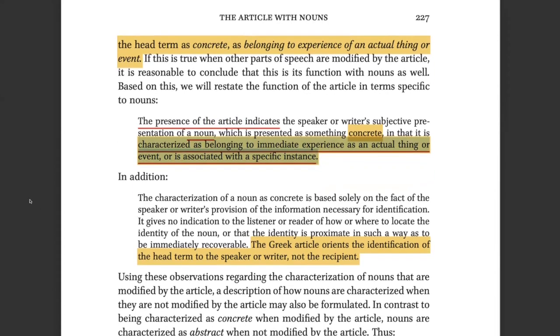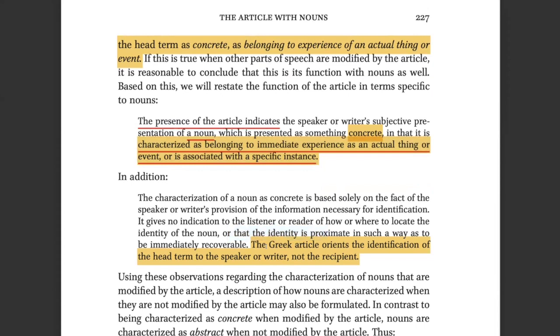In addition, the characterization of a noun as concrete is based solely on the fact of the speaker or writer's provision of the information necessary for identification. It gives no indication to the listener or reader of how or where to locate the identity of the noun. So that's the difference between the English and the Greek. Interesting. And that the identity is proximate in such a way as to be immediately recoverable. The Greek article orients the identification of the head term to the speaker or writer, not the recipient.